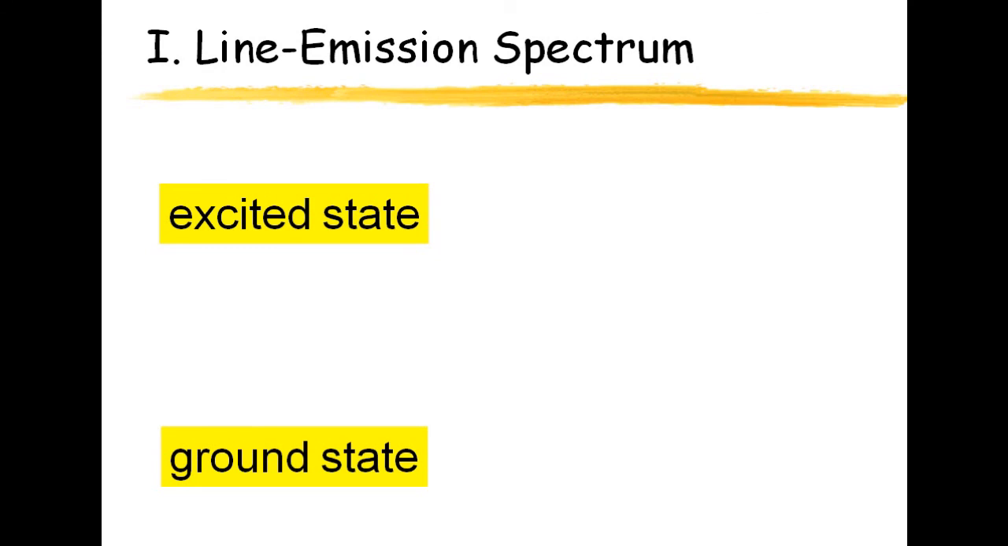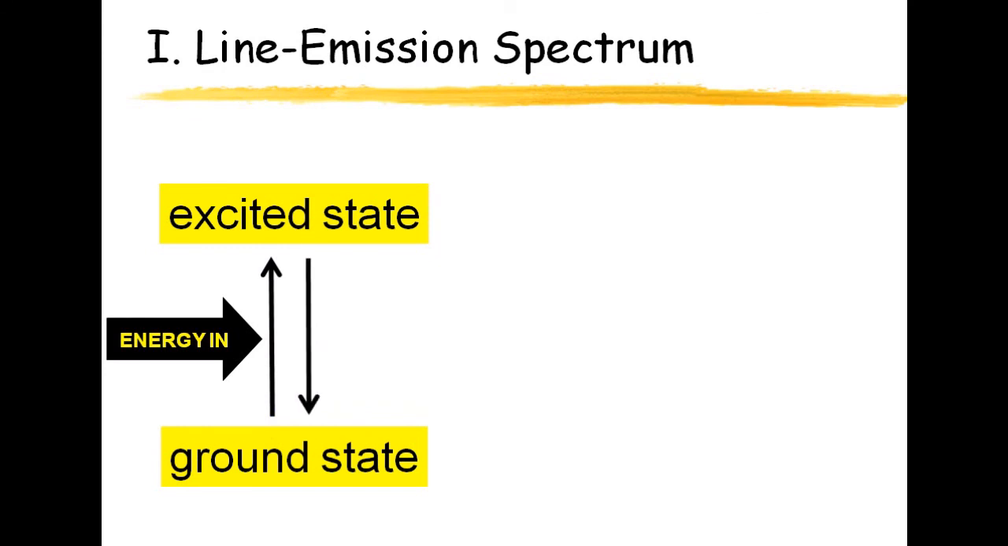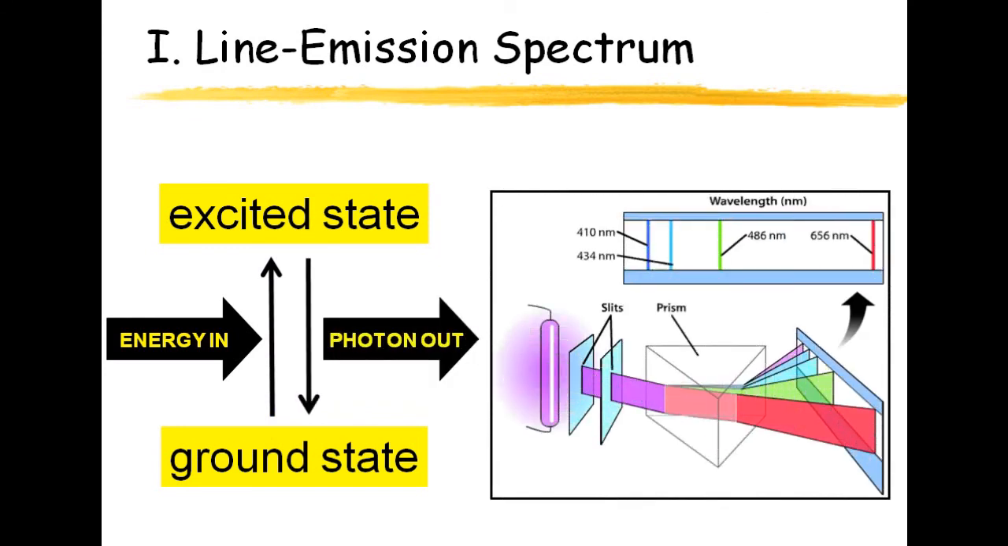So electrons start off in a ground state. When you put energy into the atom, the electrons will jump up to an excited state. As they come back down from the excited state, the atom will give off photons, and this helps us create our line emission spectrum.